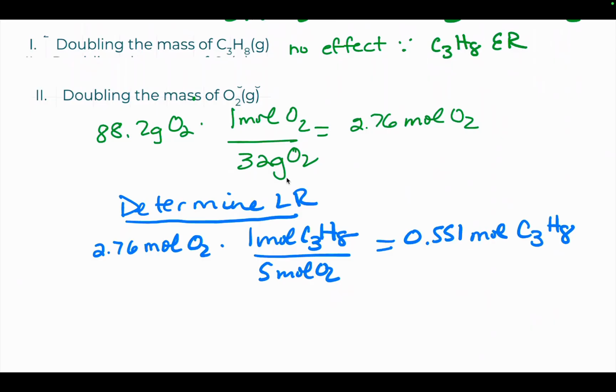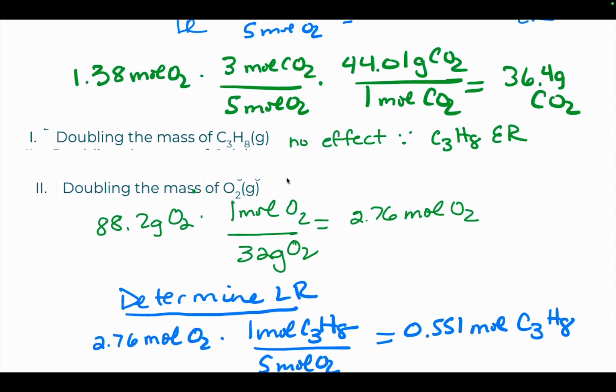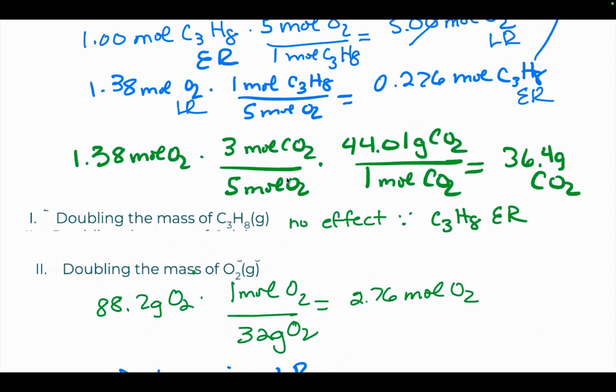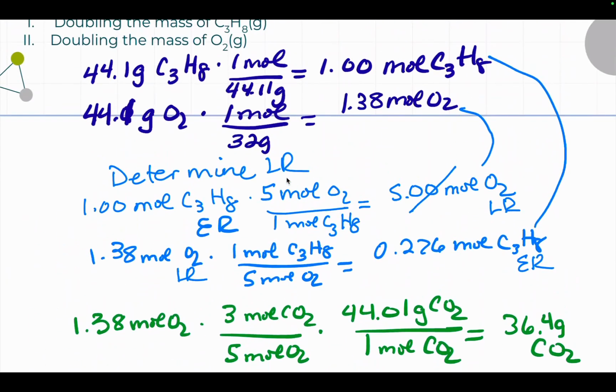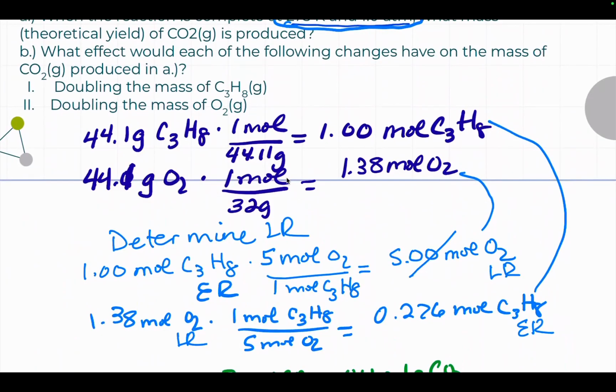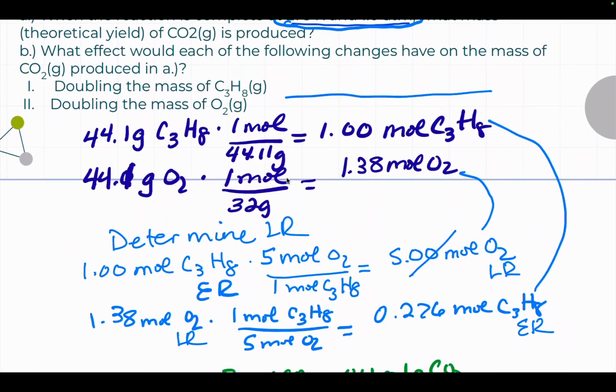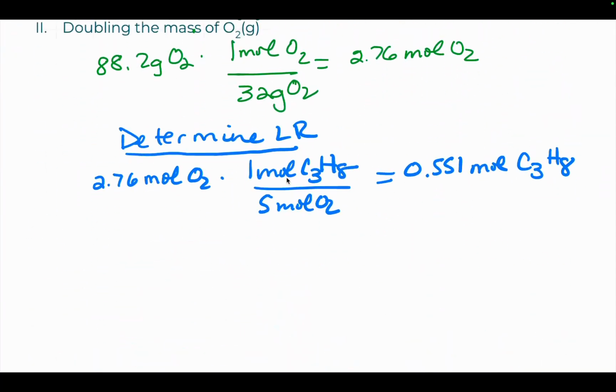And if you remember from up above, I have 1 mole of propane. You guys see right here. So I have more than enough. So the excess reactant is going to stay propane, and the limiting is going to be the oxygen.